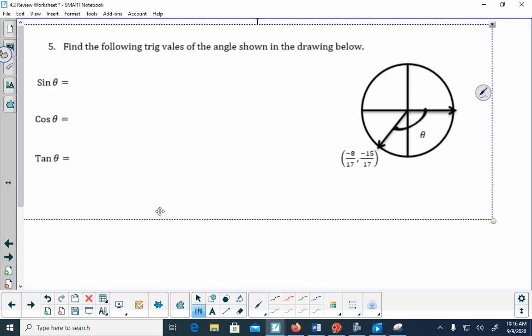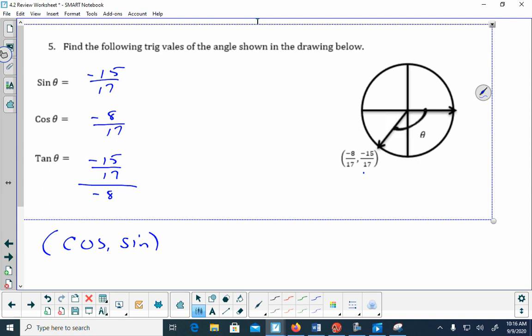The next one says find the following trig values of the angle shown below. So you're still going with the fact that when you do an ordered pair, it goes cosine, sine. So your sine is going to be the y value. In this case, the y value is negative 15/17. Your cosine is the x value, which in this case is going to be negative 8/17. And then the tangent is going to be your y, which is negative 15 over 17, over your x, which is negative 8 over 17.